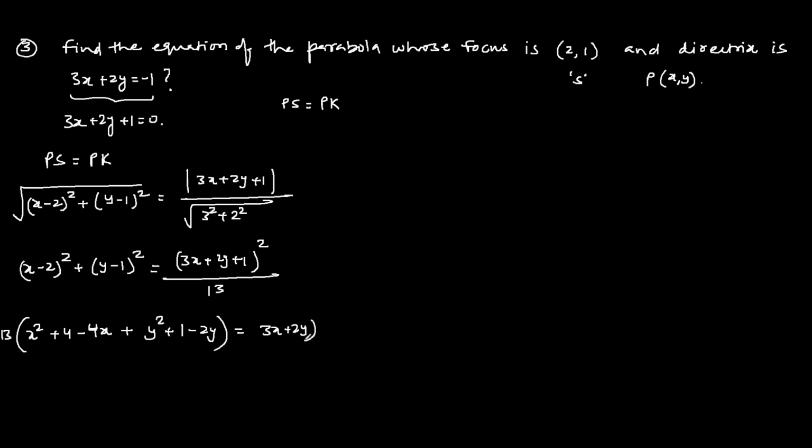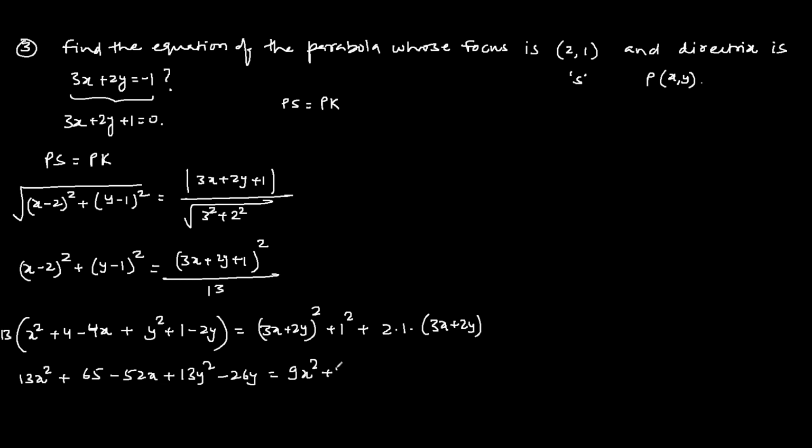So this is (3x plus 2y) square plus 1 square plus 2 into 1 into (3x plus 2y). So we have 13x square plus 4 plus 1, 5, 5 into 13 is 65, 13 into 4 is 52x, plus 13y square, 13 into 2 is 26y, then 9x square plus 4y square plus 3 into 2 into 2, 12xy plus 1 plus 6x plus 4y.